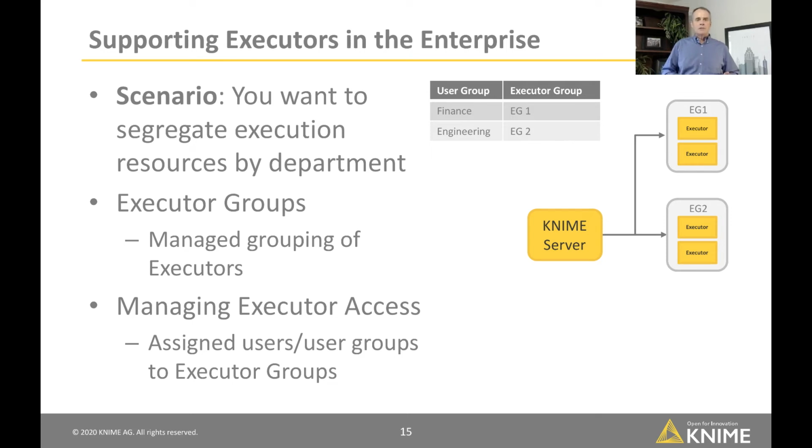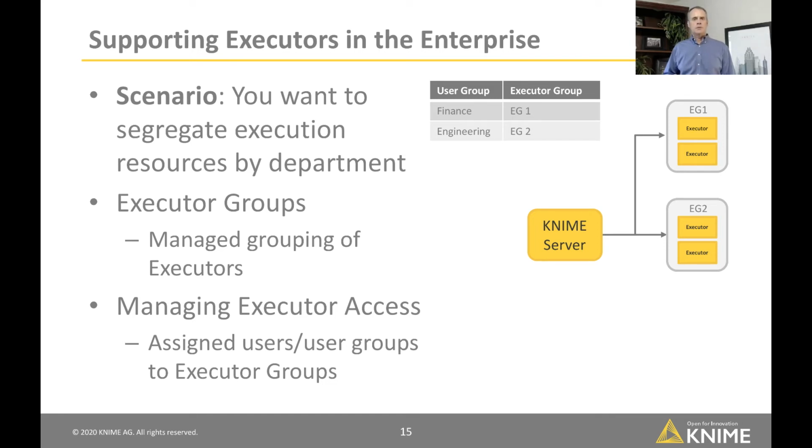Now all of a sudden, the first group is complaining because they're starting to lose some of their capabilities. They're not having access to the executors that they purchased, right? So you might want to segregate that by department for budgetary reasons, or even for security reasons. How do you do that in Knime server?